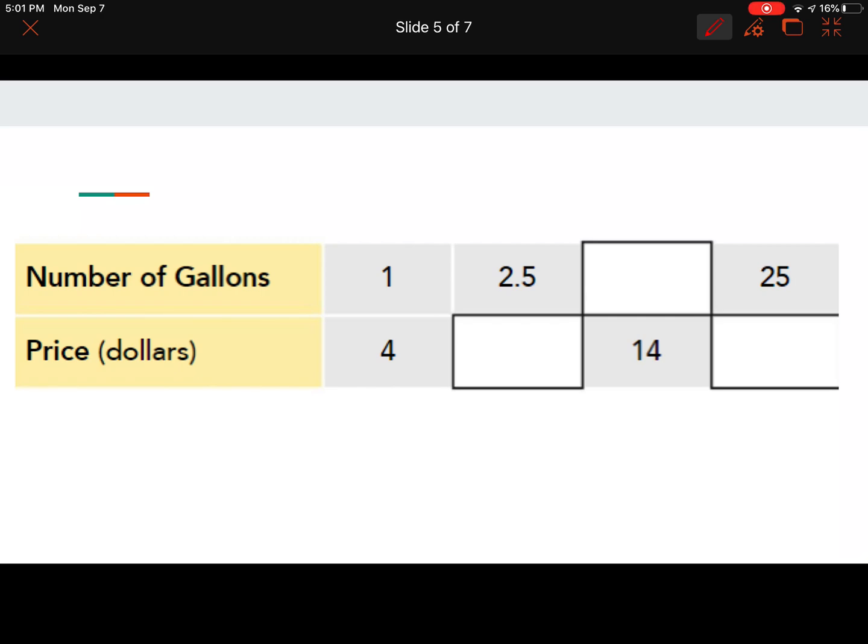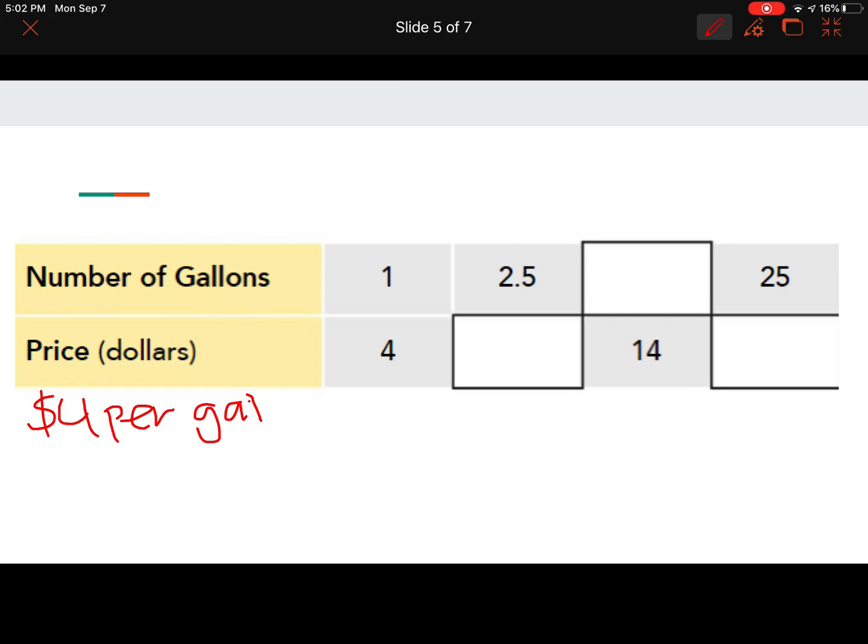Alright, you should have filled in those boxes, and now we're going to go through it together, okay? So, first I'm going to figure out my unit price. I have 1 gallon for $4, so $4 per gallon is my unit price. Now I can go ahead and start filling in my blanks.